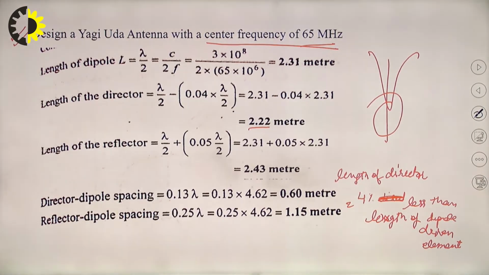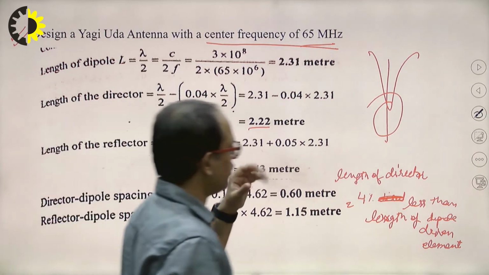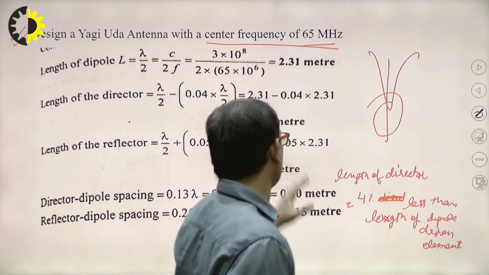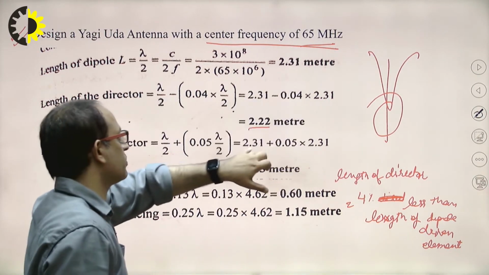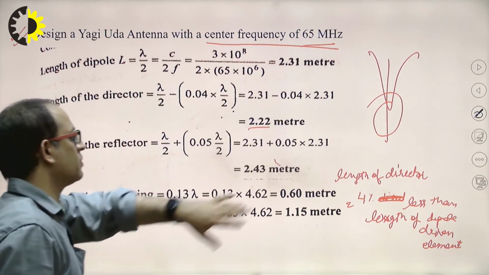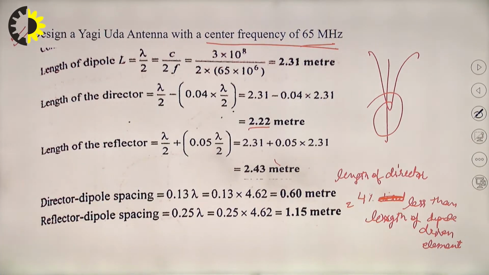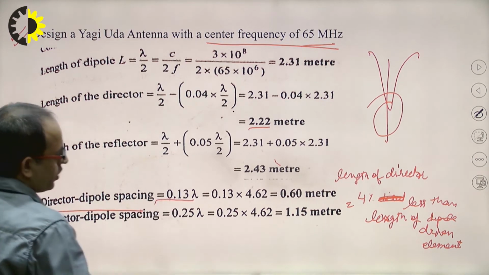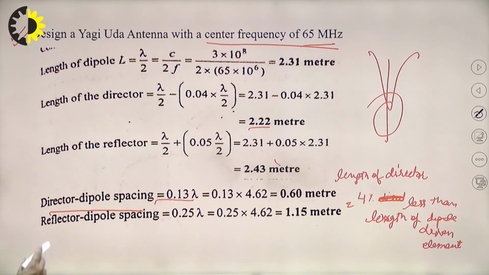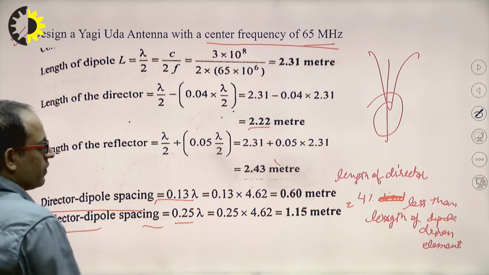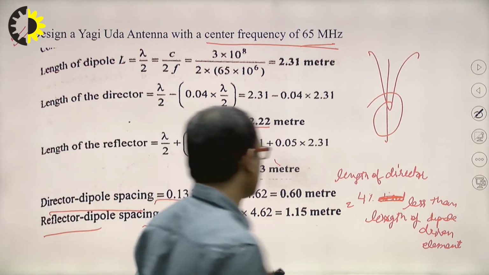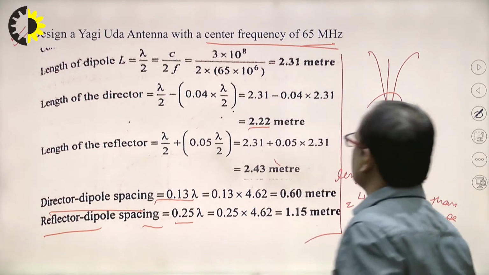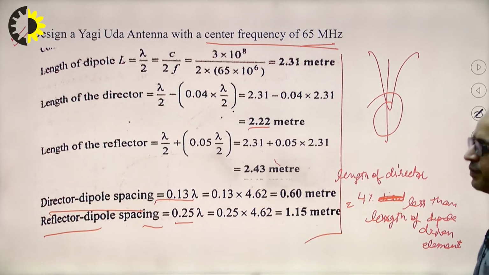And the length of the reflector should be 5% more than the length of the driven element, it is 105% of 2.31, which comes out to be 2.43 meter. Now the director spacing will be 0.13 lambda, and the reflector and dipole spacing will be 0.25 lambda. Just put the value of lambda here, and you will get these design equations for designing a Yagi-Uda antenna.